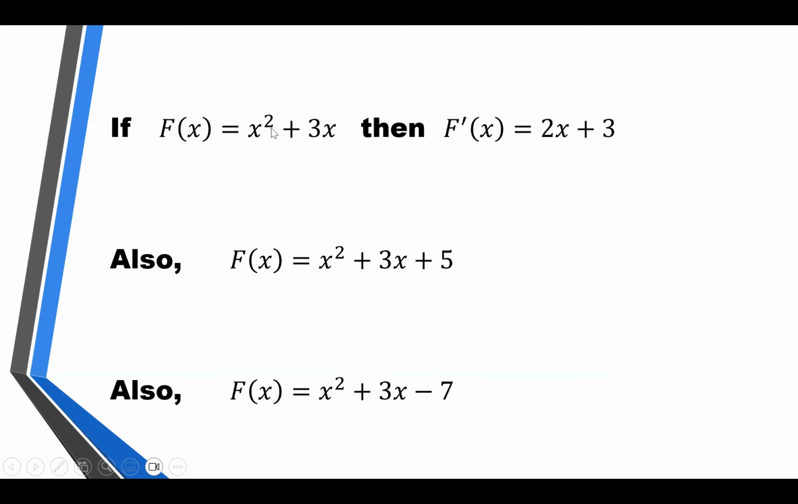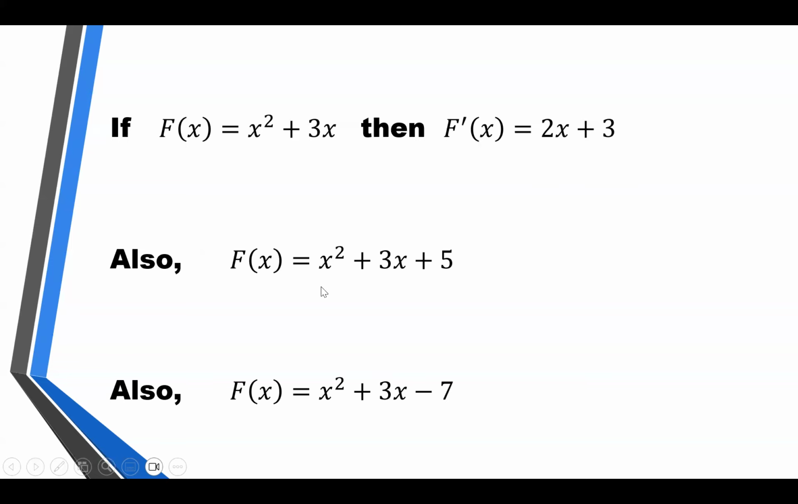Remember, with polynomials, when you take a derivative, the exponent comes out in front and then lowers by 1. So the 2 would come out in front, and we'd get 2x to the first. 1 comes out in front, multiplies by 3. 3 times x to the 0 is the same thing as 3 times 1. So x squared plus 3x has derivative 2x plus 3.